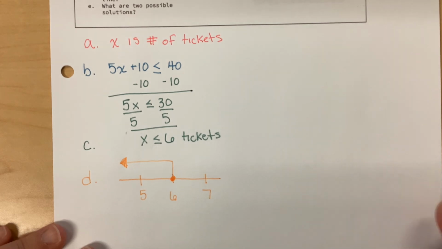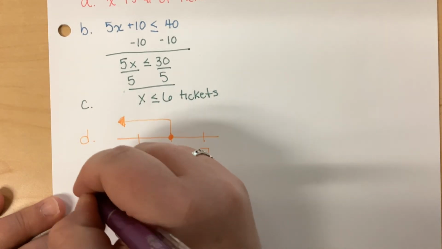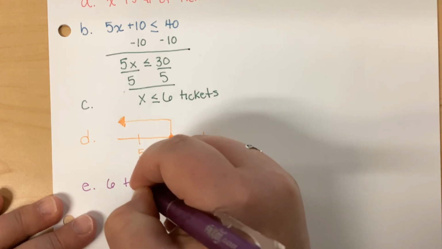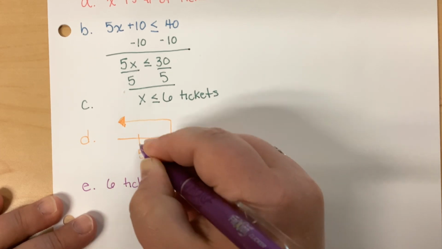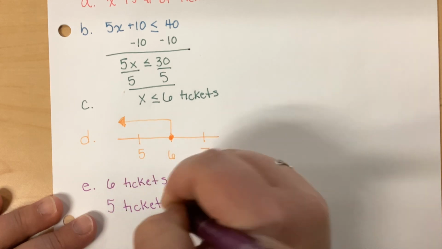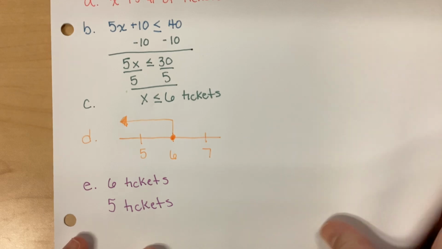And then two solutions. So in other words, what are two possible numbers of tickets that he can buy? Well, he can buy 6 tickets. He could also buy 5 tickets. Anything less than 6 will work. All right, let's try another two-step.